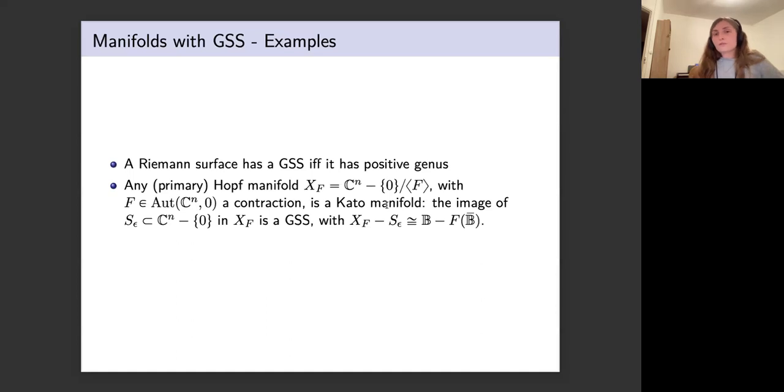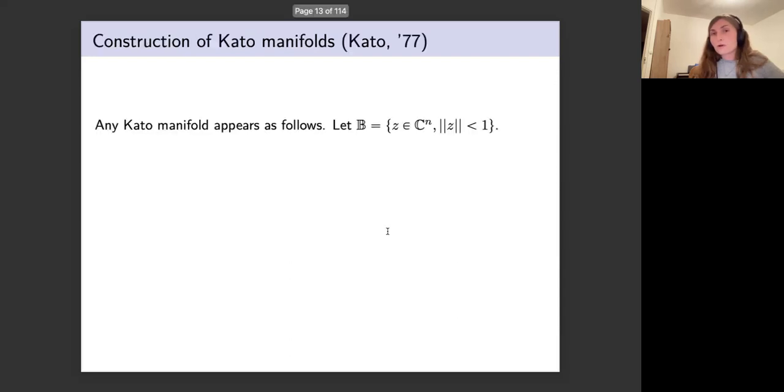And now the fact is, if you even just look at this already, you have a big class of this manifold. So f could be just given as multiplication by complex numbers, but it can also be much more complicated. And so this is already a very big class of manifolds. But still, it's small compared to all the Kato manifolds. So in fact, Kato also showed us how they all appear.